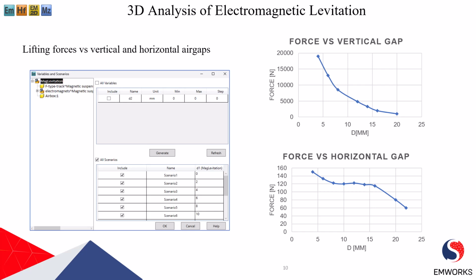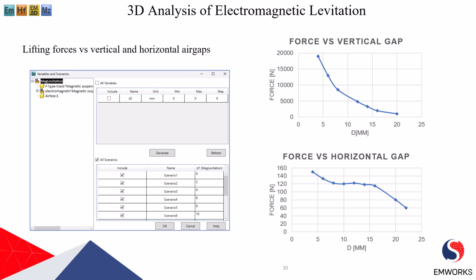This is one type of parametric simulation. You can see how we can parameterize. Since we are using the native 3D geometry of Autodesk Inventor, we can parameterize whatever geometrical variable or input in the system. For example, we parameterize here both the vertical and horizontal gap or distance, and force is computed versus these values. So you can see the force versus vertical gap, how it increases or decreases when the gap becomes bigger.